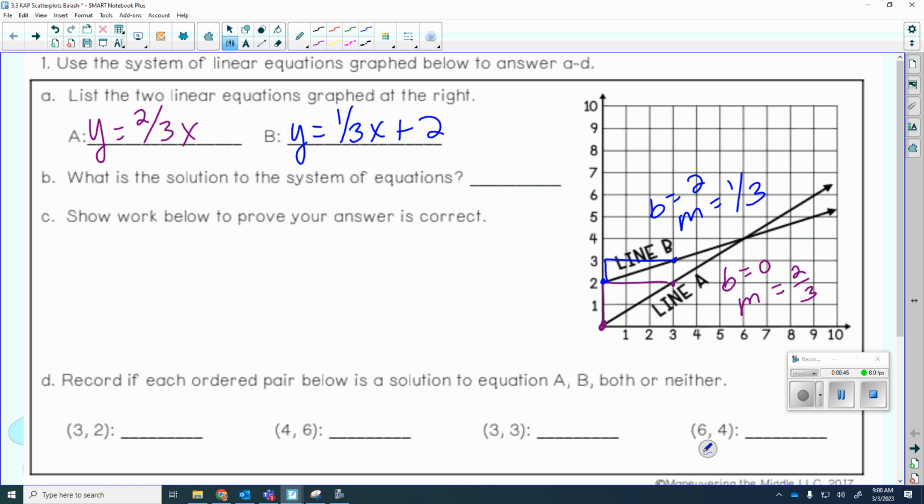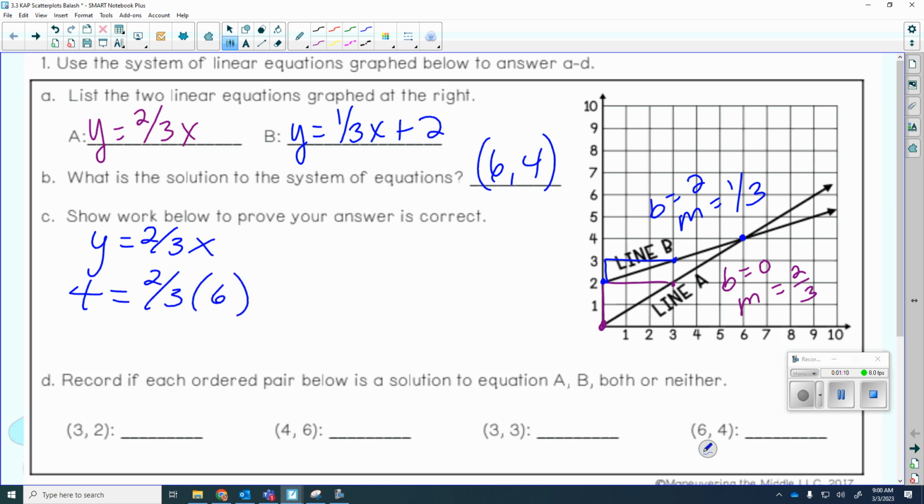Okay. What is the solution to the system of equations? It's this dot right here, which is 6, 4. I know, same graph. Okay, but let's remember how to check it. So we're going to take the point and plug it in. So in y equals 2/3 x, instead of y, we're going to put 4. Instead of x, we're going to put 6. 2 times 6, 12 divided by 3 is 4. So it works. Okay, then we're going to do the other one.